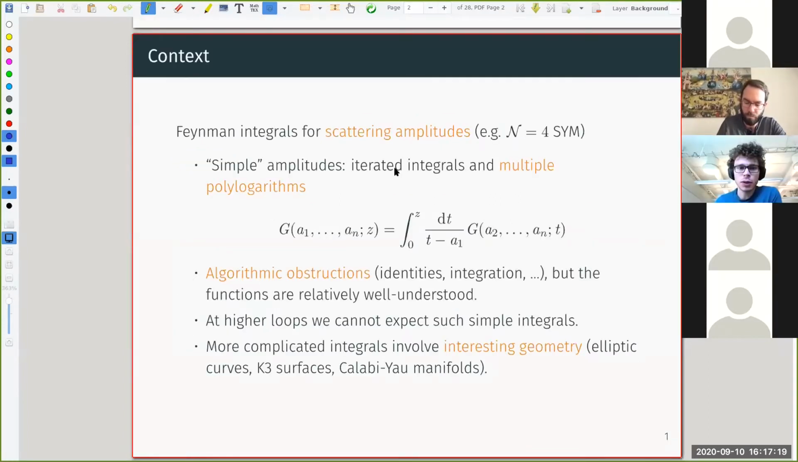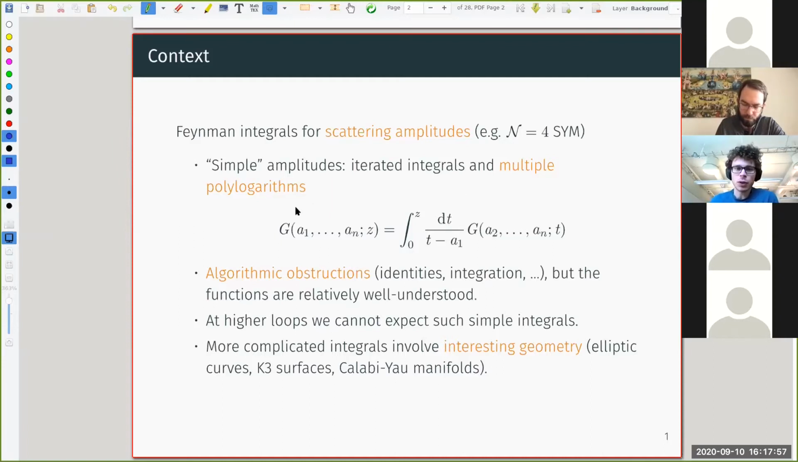Okay, so for the context here, of course, we're interested in Feynman integrals for scattering amplitudes. For example, we can imagine a really nice theory like N=4 super Yang-Mills. And as it's well known, if we look at simple amplitudes, then many times they can be expressed in terms of relatively simple functions. So in particular, these multiple polylogarithms that we've also seen a lot now over the week. So these functions, they're of course relatively well understood, although maybe it doesn't necessarily mean it's very easy to work with them, but at least the definitions are kind of clear and so on.